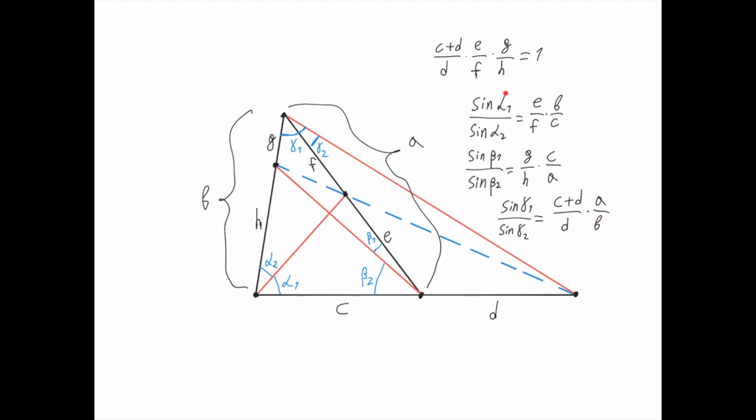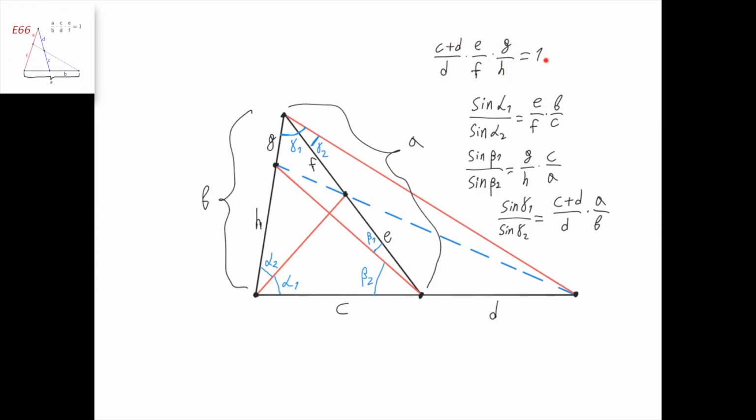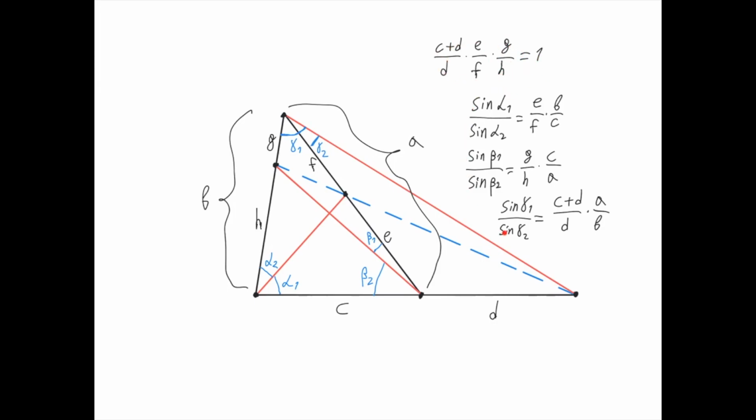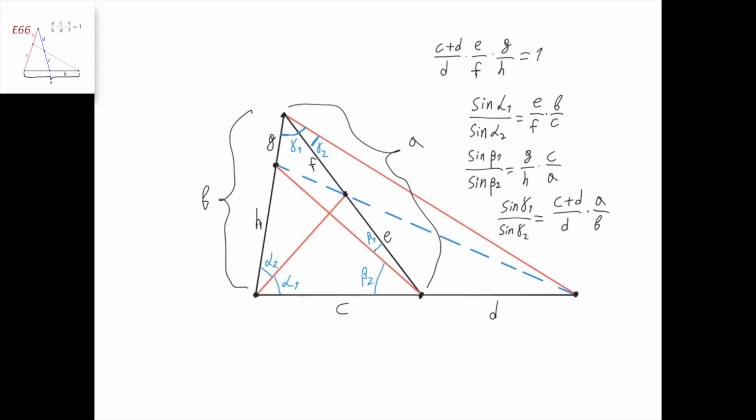And hence, when we multiply these three quantities, on the left-hand side, we get the multiplication of the ratios of sines, and on the right-hand side, the b cancels out, the a cancels out, and the c cancels out, and what we have is e over f, g over h, and c plus d over d, which is exactly the same as this expression here. And therefore, sine alpha 1 over sine alpha 2 times sine beta 1 over sine beta 2 times sine gamma 1 over sine gamma 2 equals c plus d over d times e over f times g over h. And so this expression equals 1 if and only if the product of these three ratios of sines equals 1, if and only if these 3 points lie on a straight line.